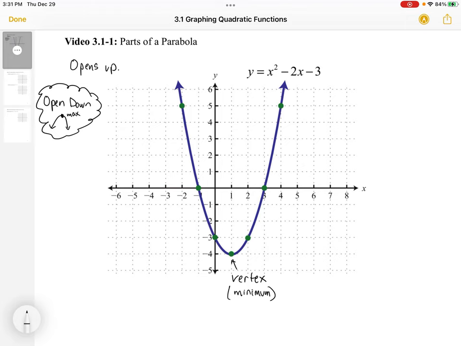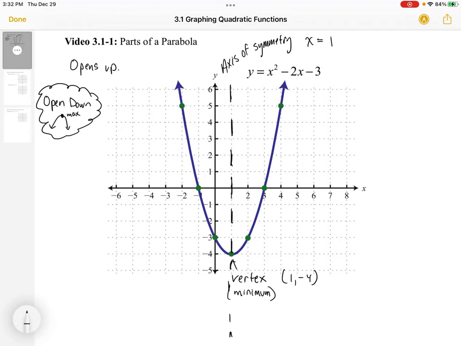Before I travel on the parabola, let's bring something else up. If we take this parabola, notice how it's symmetric. If we cut this thing right down the middle, right through the vertex, that is our axis of symmetry. So our axis of symmetry in this case is at x equals 1. So our vertex was at 1, -4. Our axis of symmetry is at x equals 1.